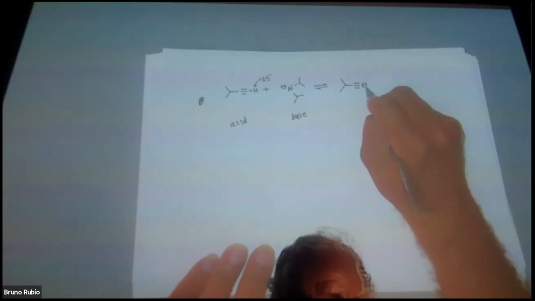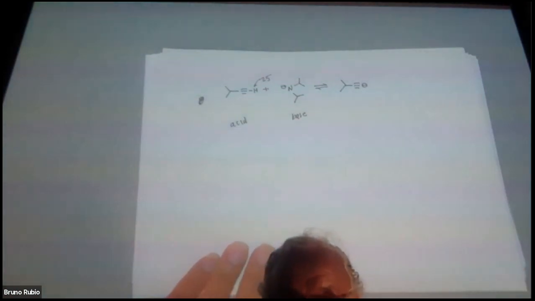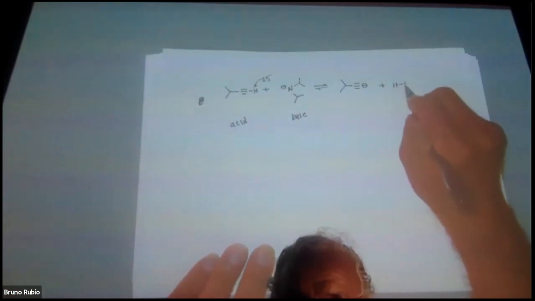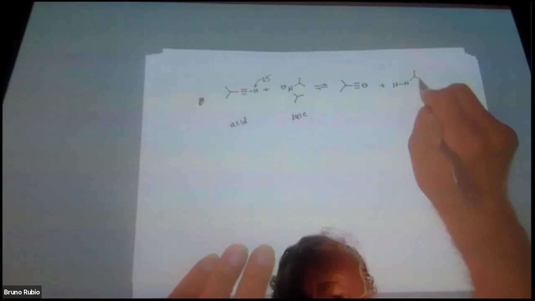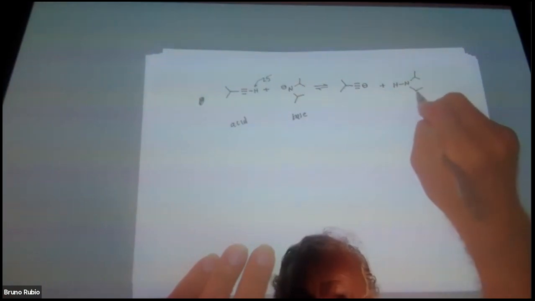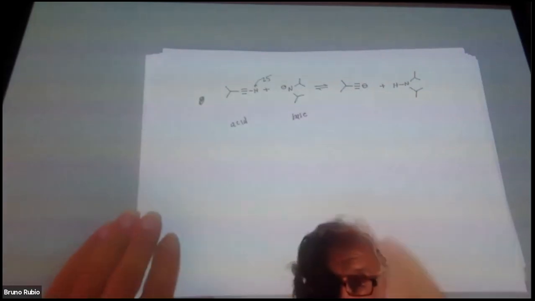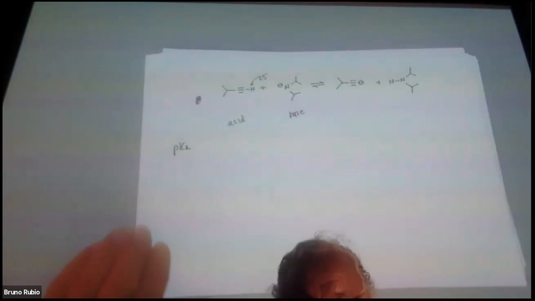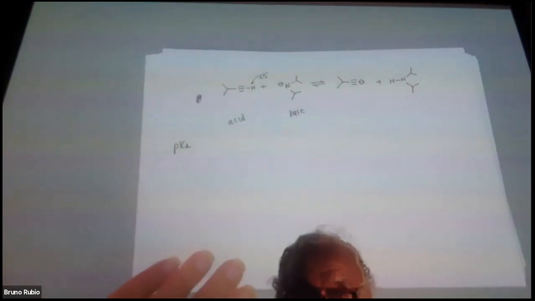That terminal alkyne proton will be removed. H plus goes away. And where did that H plus go? It went over here to the base, which was converted to this amine. All right, so those are the products of the acid-base reaction. And now let's write up our equilibrium constant.